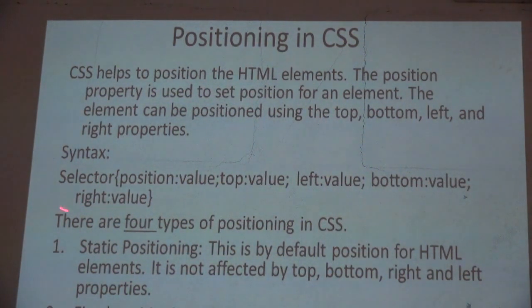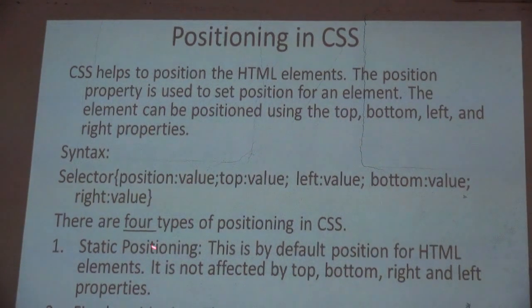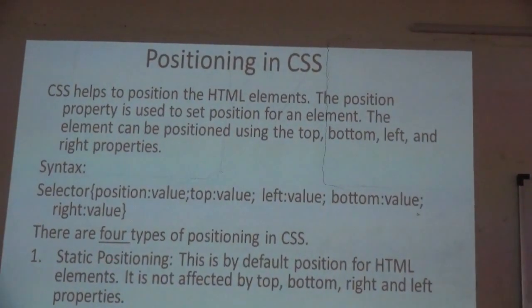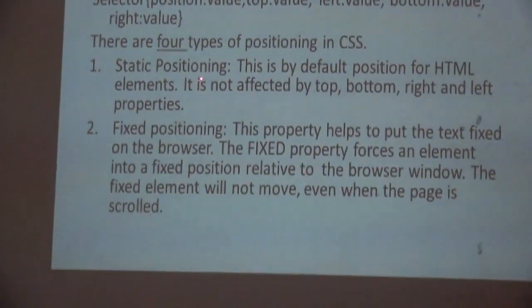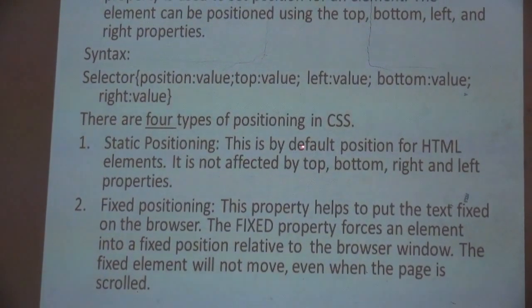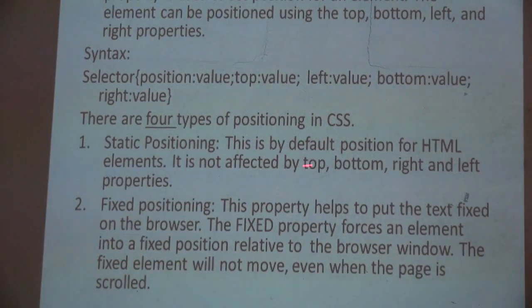There are 4 types of positioning in CSS. Number one is static positioning. The meaning of static is also fixed. These two are taken in this one format, and for these two we are having a common example which we will discuss in the next slide. This is the default position for HTML elements. So students, you can take questions from these also, that this is the default position for HTML elements.